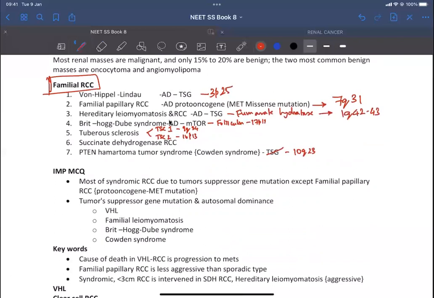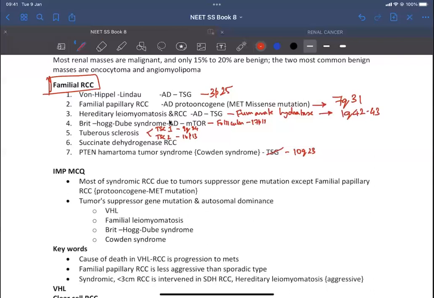Von Hippel-Lindau disease is associated, and whether it's autosomal dominant or recessive, for information, they're all autosomal dominant. There are hardly any autosomal recessive mutations in oncology as such. They're all autosomal dominant. Just make sure you keep revising to remember the gene associated and the chromosome associated. So von Hippel-Lindau, it's chromosome 3p25. Papillary RCC is MET proto-oncogene, chromosome 7.